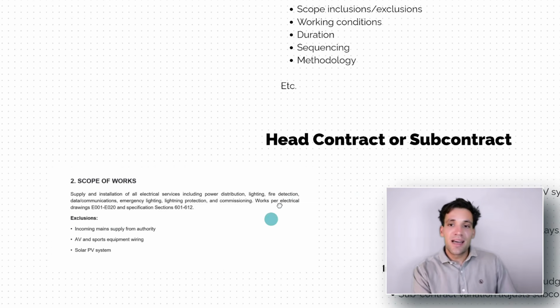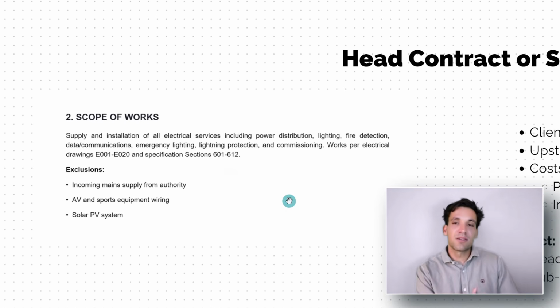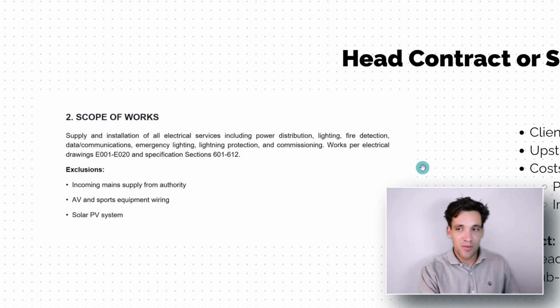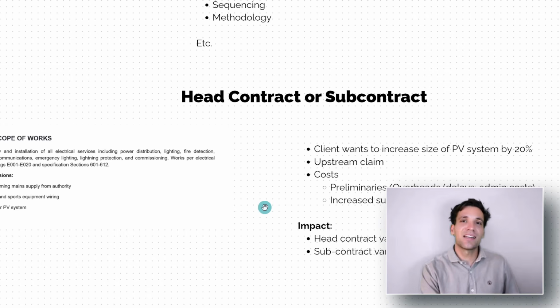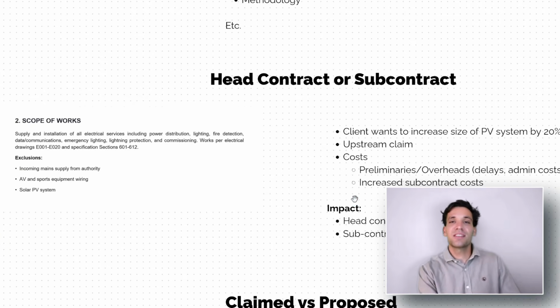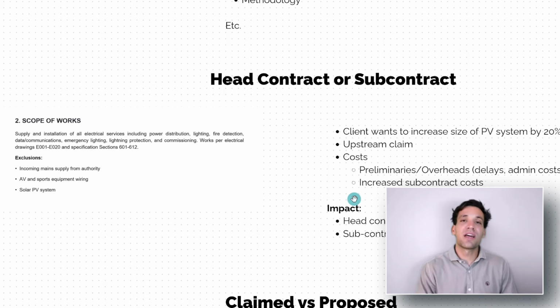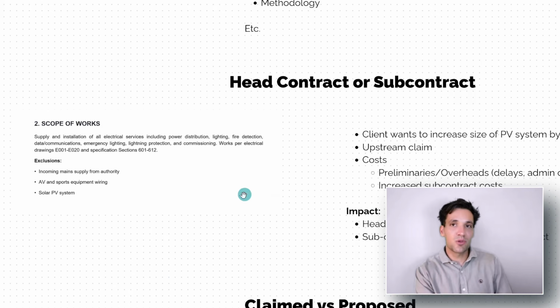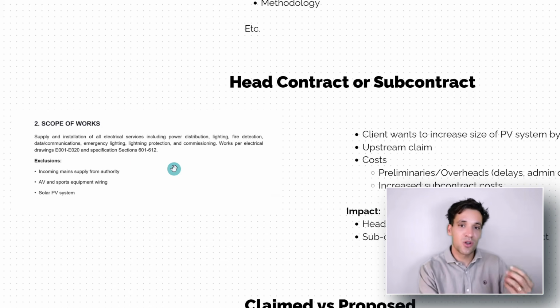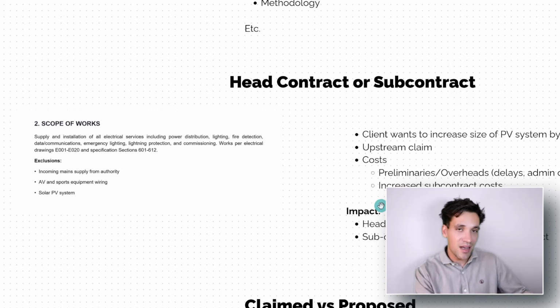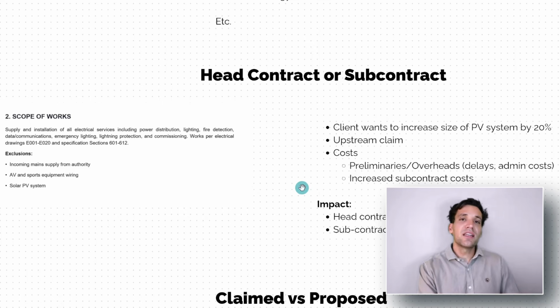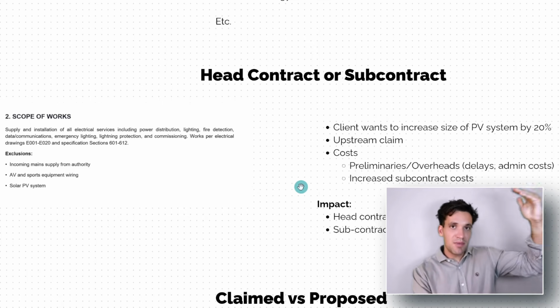So, for example, in our electrical contractor's scope of works, we're putting a new fancy solar system on the building. The client actually decides, well, we want to make our solar system 20% bigger. What this means is that we would have an upstream claim to our client. So we would be able to put in a variation for the additional work. And our electrical subcontractor, who've already signed and committed to a cost based on a set solar system design, is going to make a claim for us for the additional work. So variations are going to be both upstream and downstream.